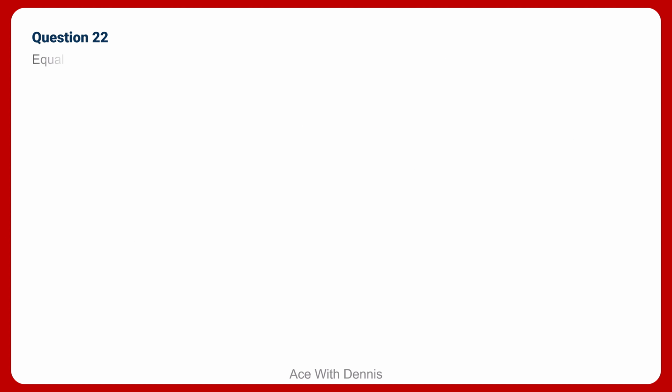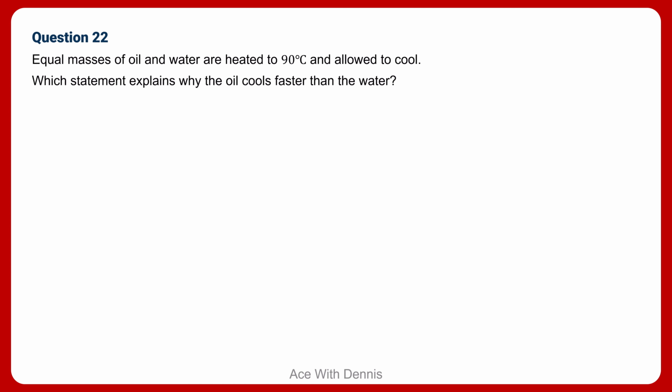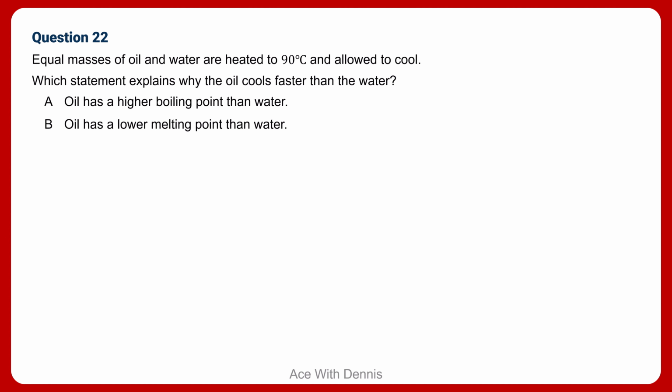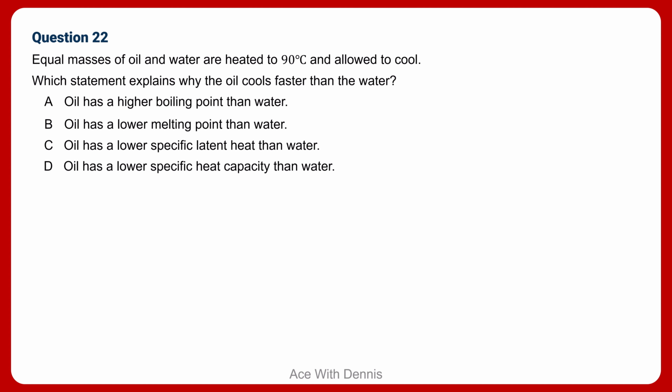Question 22. Equal masses of oil and water are heated to 90 degrees Celsius and allowed to cool. Which statement explains why the oil cools faster than the water? A. Oil has a higher boiling point than water. B. Oil has a lower melting point than water. C. Oil has a lower specific latent heat than water. Or D. Oil has a lower specific heat capacity than water.